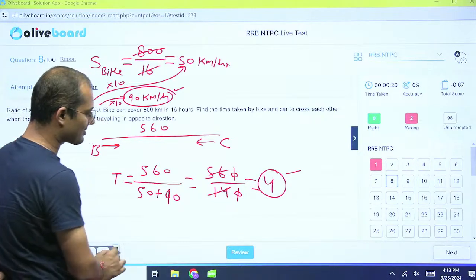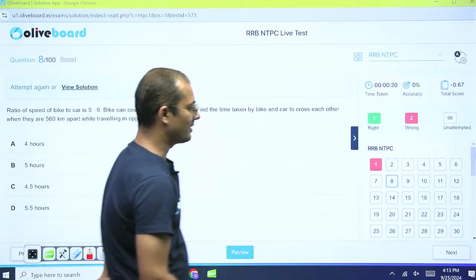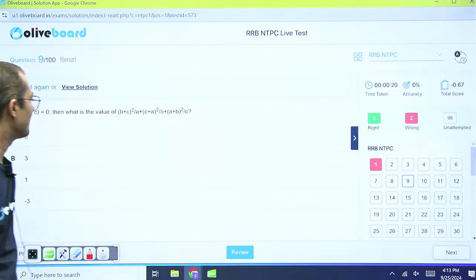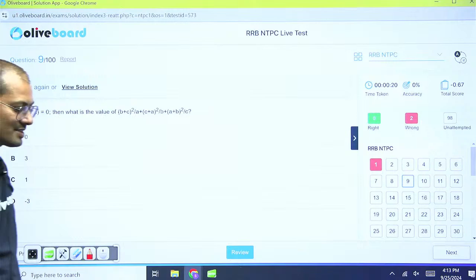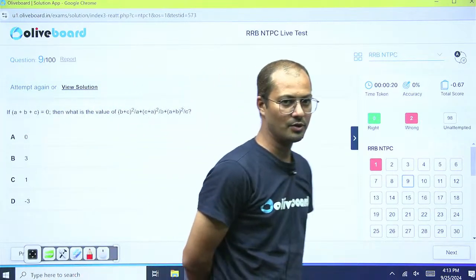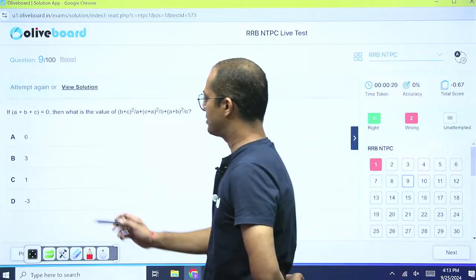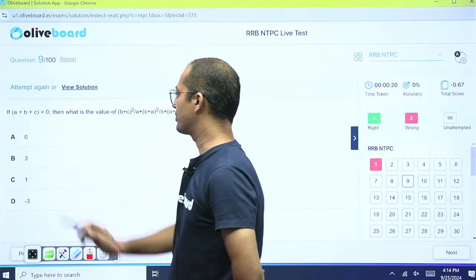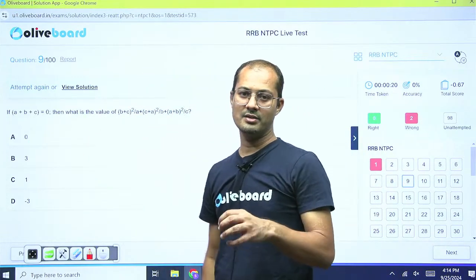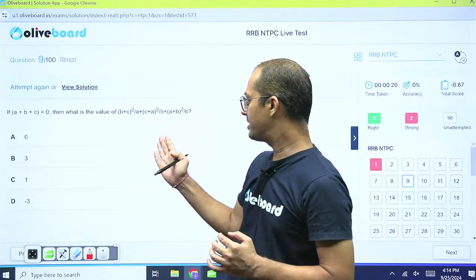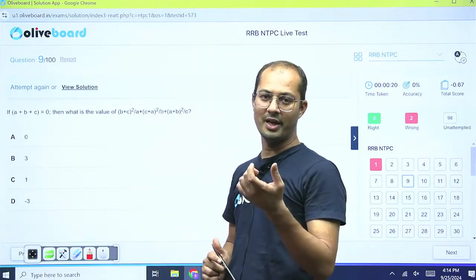So moving to the next question. Question number 9. Tell me what would be the answer of this question. This question belongs to algebra. Whenever you come across such kind of questions, you can take the approach of value putting, right? You can solve these types of questions through the value putting approach.